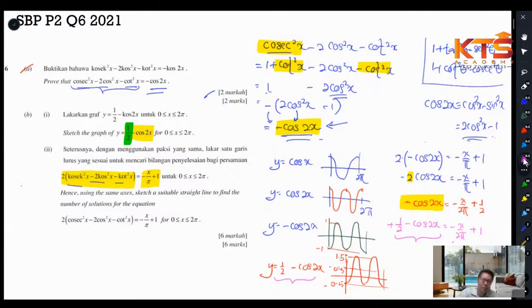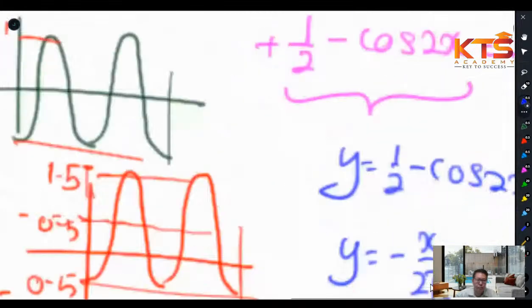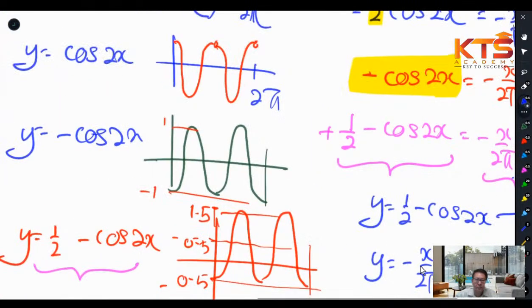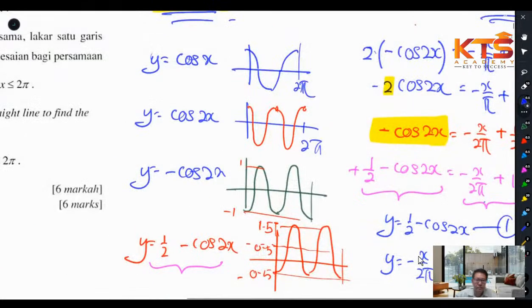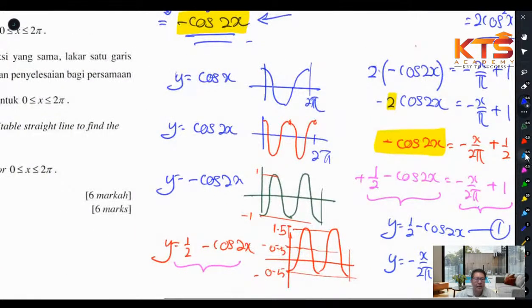Then what I need to do is plot a straight line to represent this. So I have y equals half minus cos 2x over here, equation 1, and I have y equals negative x over 2 pi plus 1, equation 2. Let's zoom in here. Okay, so I'm going to plot this, since I already got this.